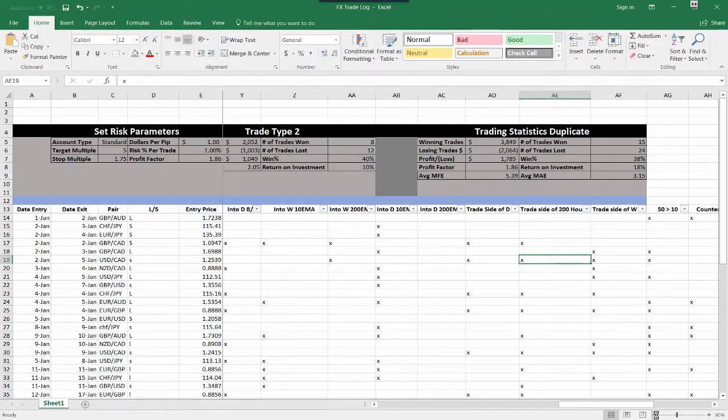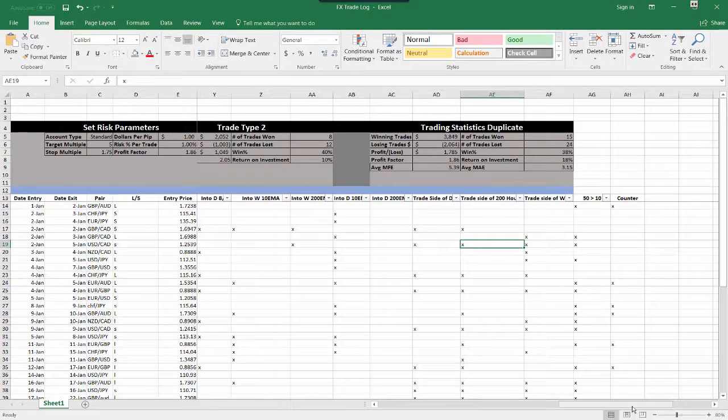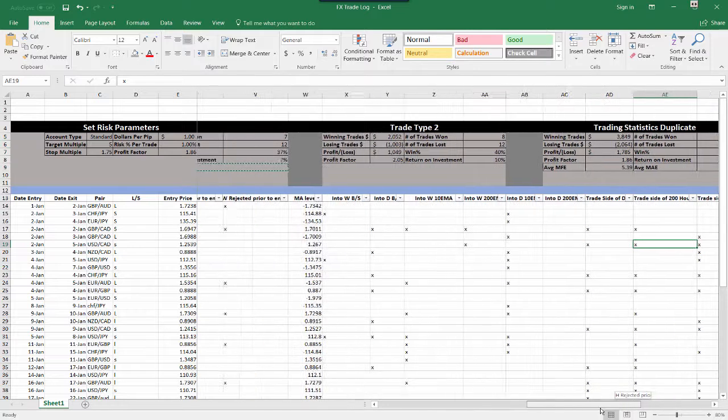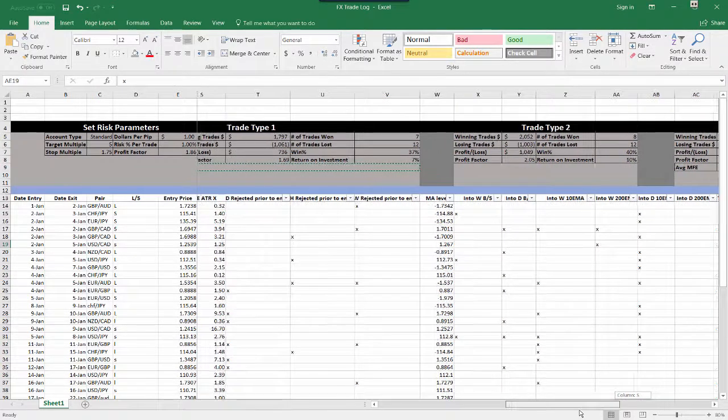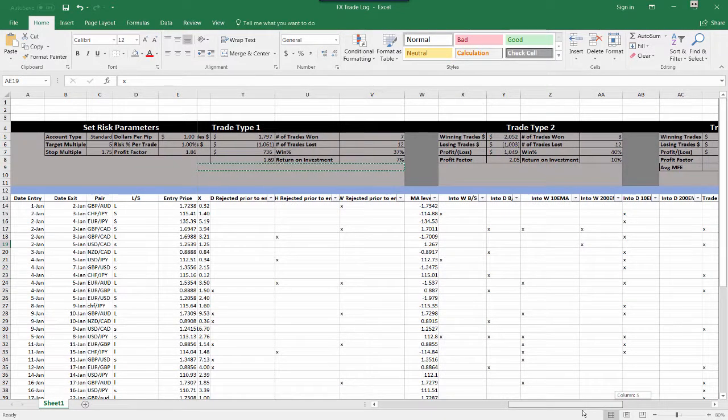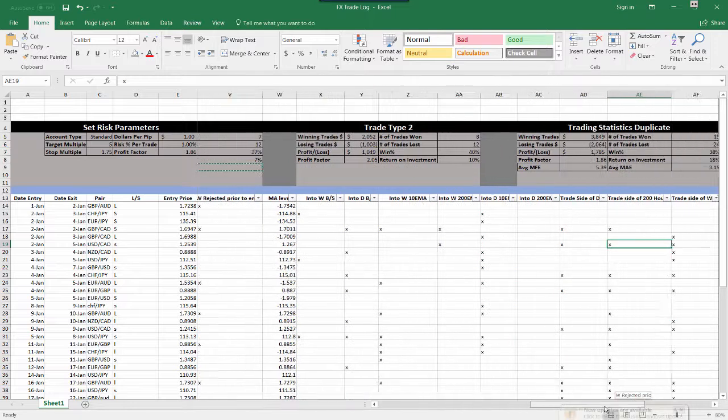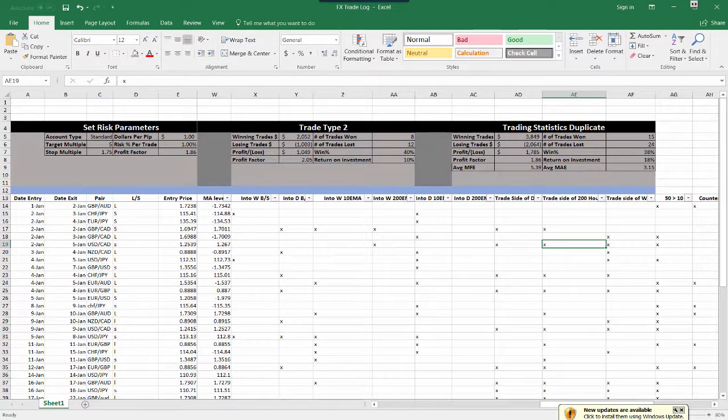And in addition, let me zoom this thing out so we can see more. I want to be able to see trade type 1 and trade type 2. I may have to zoom out just a little bit more. I hope you all can see this still.